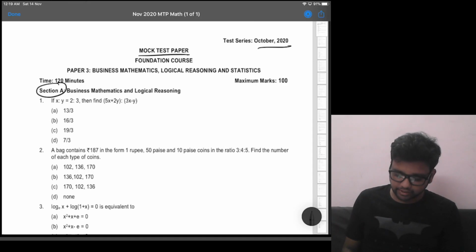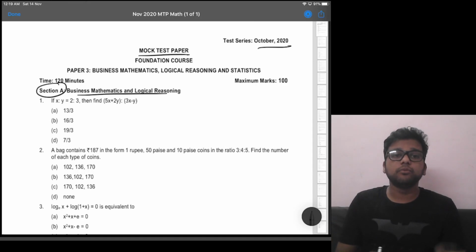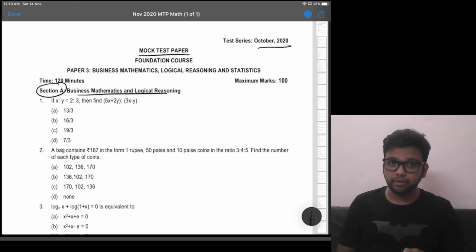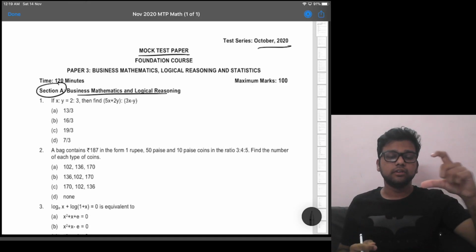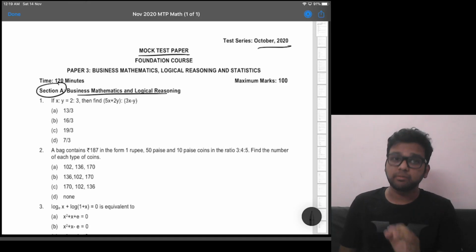Here they have given section A, maths and logical reasoning, and then statistics. In the foundation exam all questions are mixed. They do not come section wise like this, so remember that. Also in the mock test paper they give questions chapter wise, like they start with ratios, proportion, indices, logarithm. All the questions are together. That obviously does not happen in the final exam, so remember that.